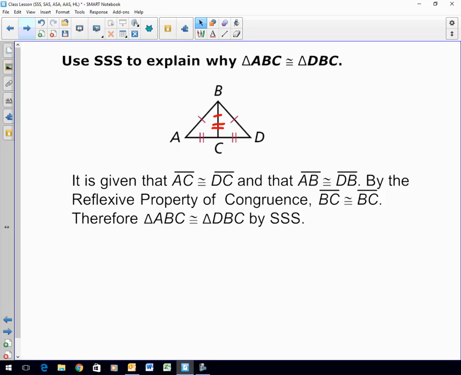Austin. If AB is 5, how much is B to D? Austin, if A to C is 4, how much is C to D? BC, let's make it 6, Austin. Do I still have triangle congruence?